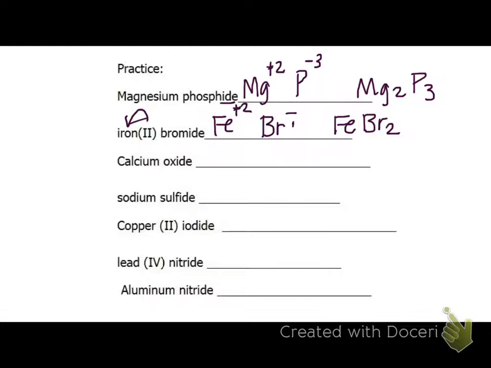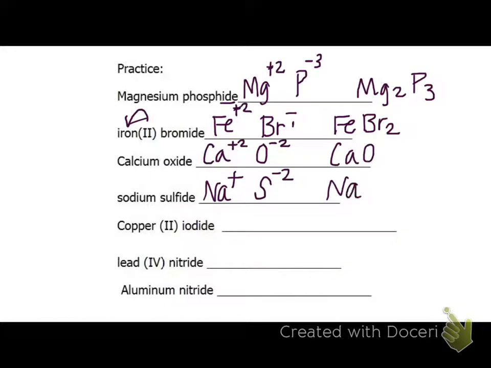Okay? Next one is calcium oxide, Ca +2, because it's a group 2 metal. Oxygen is in group 16, so that'll make it a -2. And as you can see, those charges are already even. I've got a +2 and a -2, so I would just write down CaO. Sodium sulfide is the next one. Sodium is a group 1 metal, so it'd be Na+. And then sulfide is a group 16, so it'd be -2. And so I have a +1 and a -2, so I would need 2 sodium, so that would equal +2, so it'd be 2 sodium, 1 sulfur.